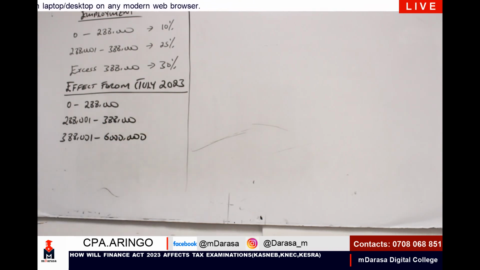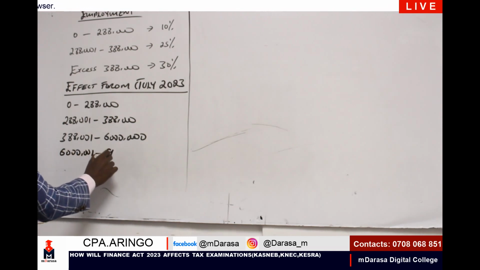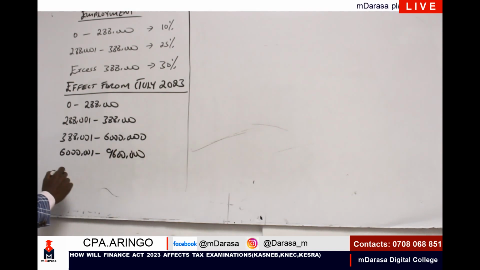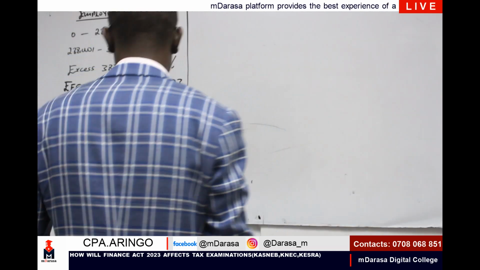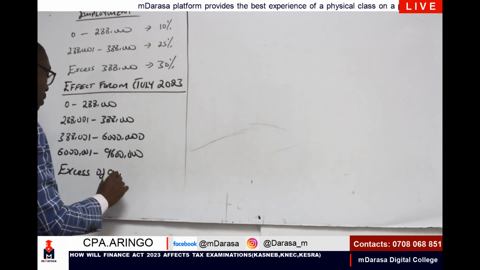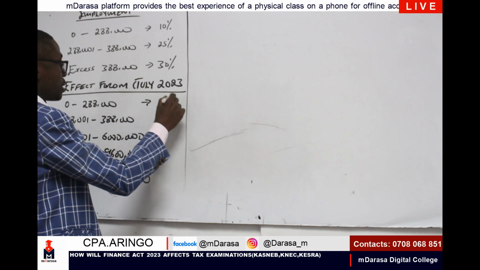Then, of course, I'll be having a figure of 6 million and 1 to 9.6. Then talk about excess of 9.6. So that is excess of 9.6, and this will be at the rate of 10%.